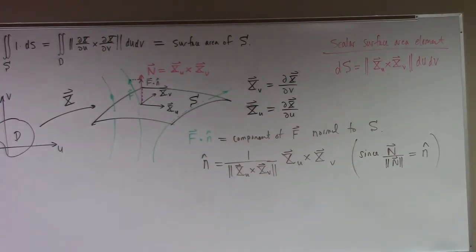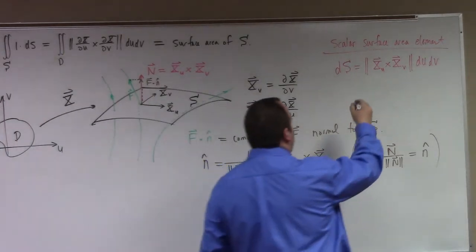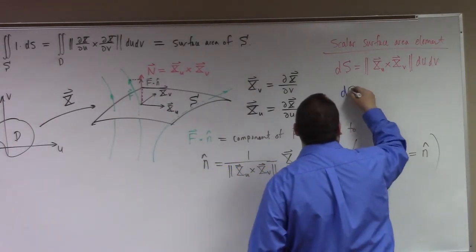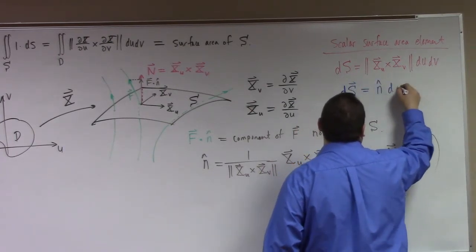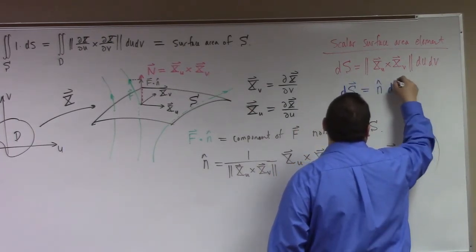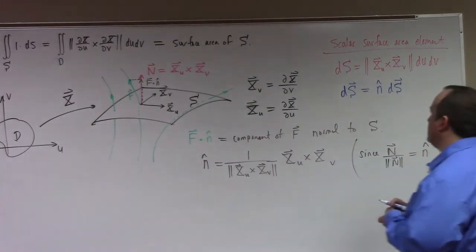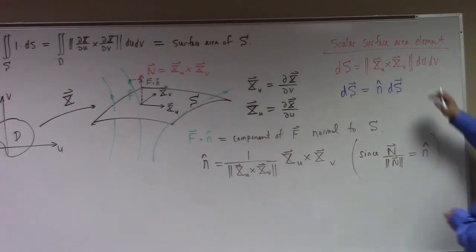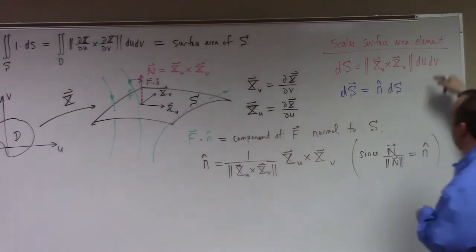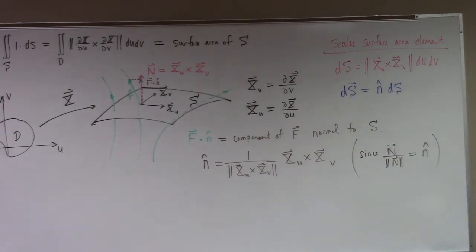So people also like to talk about the vector area element. And so what do you think that is? dS vector, well, that's nothing more than n hat dS. Oh, sorry, circular. The dS is right here. In other words, dS vector is nothing more than what?